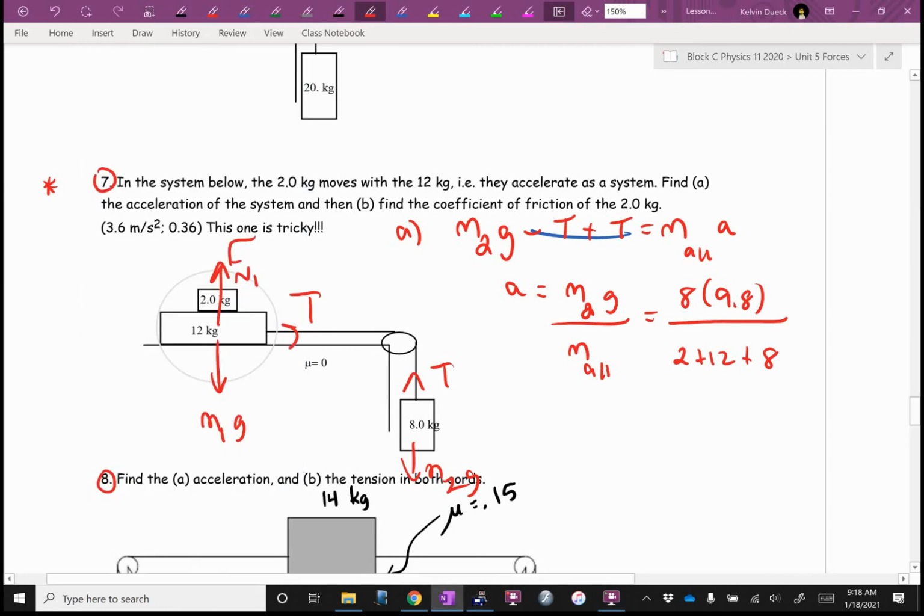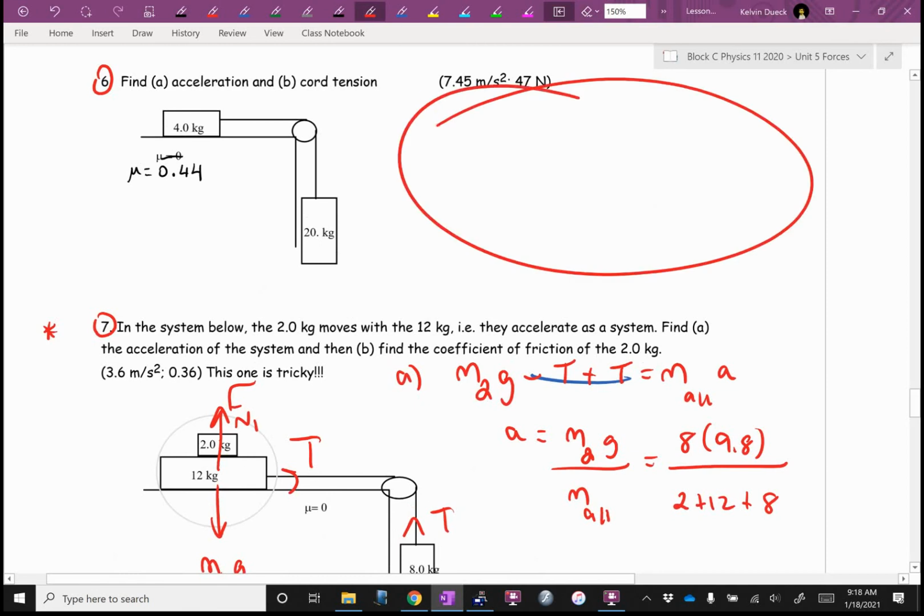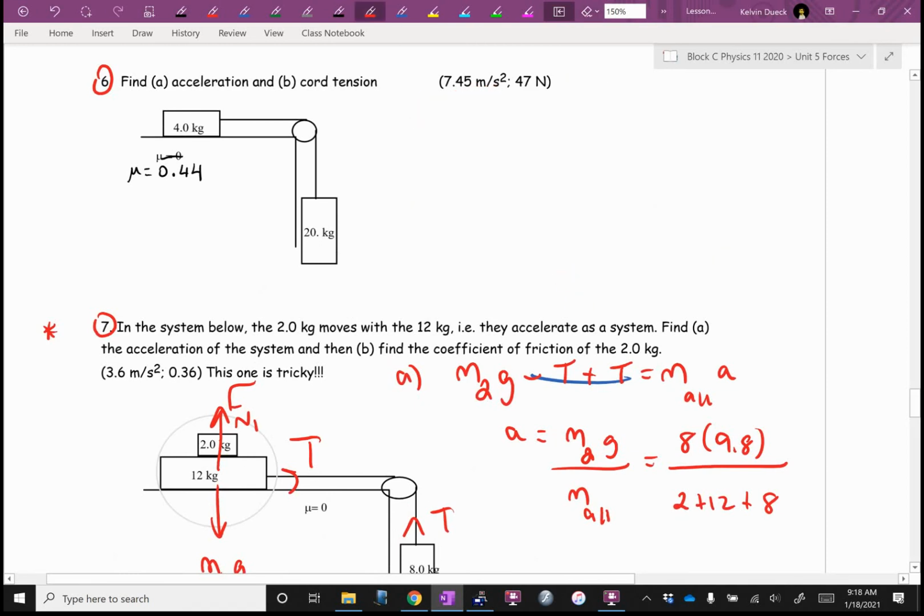Anybody get part B, the coefficient of friction? Yeah. I'm impressed, because usually almost no one gets it. What's the trick? Well, first of all, I'm going to do a free body diagram on the 2 kilogram mass right here, because I have room. Here's the 2 kilogram mass. What are the forces on it? Get the obvious one.